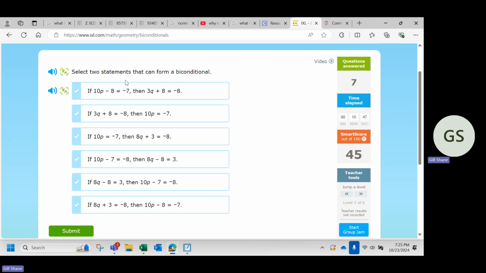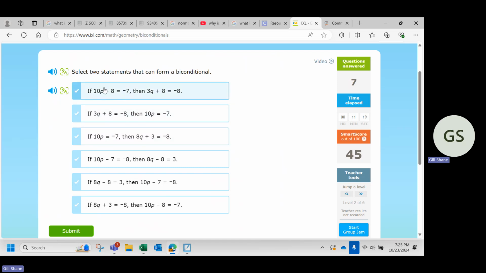So I start with the first one. I need to try to write the converse of this first one and see if it's in here. This should be at the beginning: 3q plus 8 equals negative 8. Well, there it is right there. Now, if this statement is at the end of this one, then that's the converse and I have my answer, but it's not. This says 10p subtract 8 equals negative 7. This does not say that, so that can't be it.